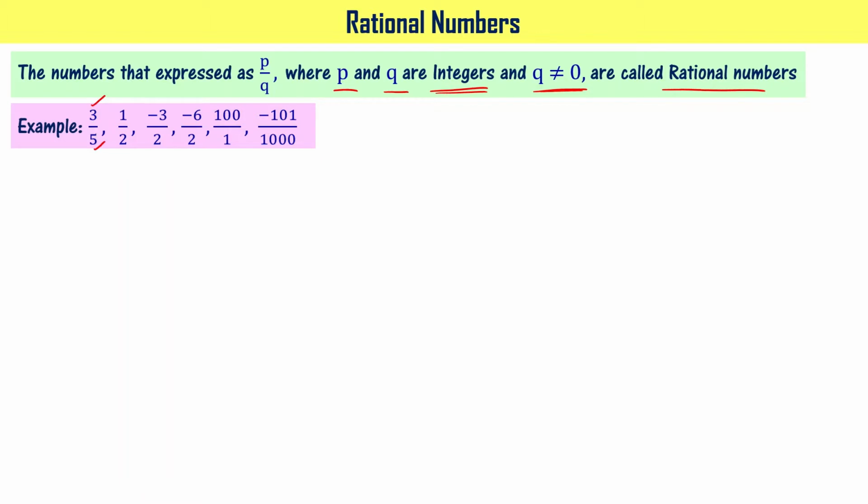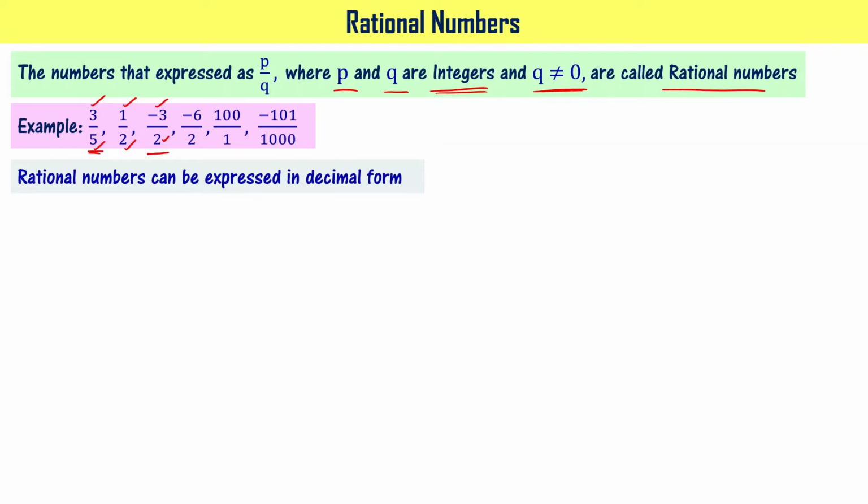3 and 5 are integers. That's why 3 by 5 is a rational number. 1 by 2 is a rational number because 1 and 2 are integers. -3 and 2 are integers. That's why -3 by 2 is a rational number, right?